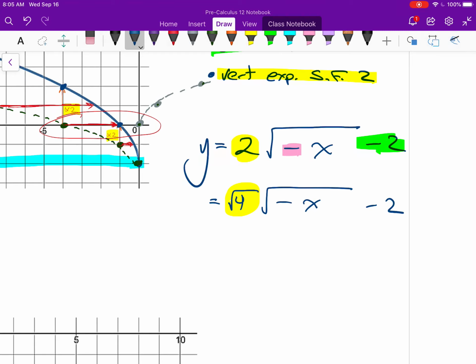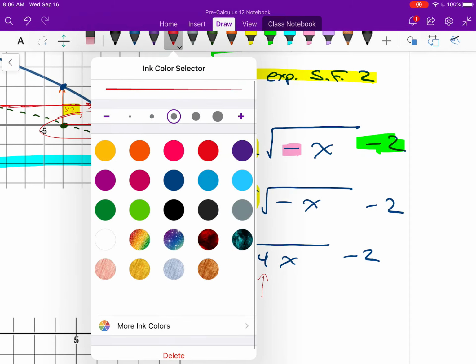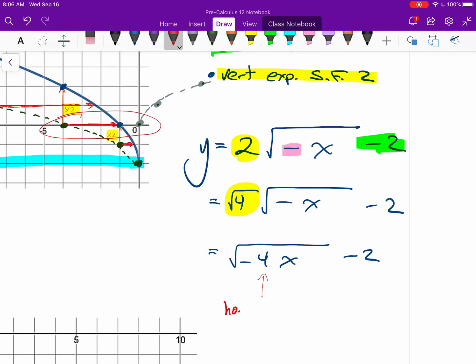Why am I doing that? Because when I'm multiplying 2 radicals together, I can write them as a single radical. And so I have the square root of 4 times the square root of minus x, which is the same as the square root of 4 times minus x, or minus 4x, minus 2. And if I write it like this, it's no better, but I can see that 4 there must represent a horizontal compression by a scale factor of not 4, but 1/4.